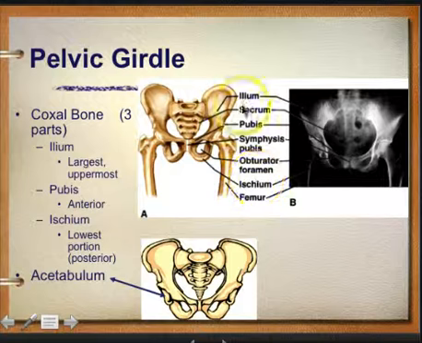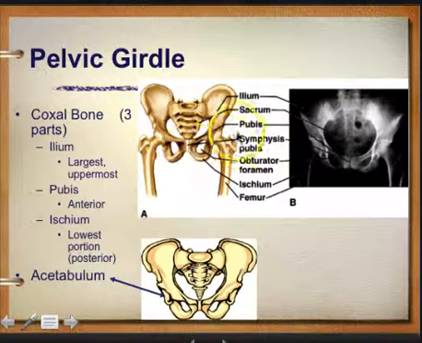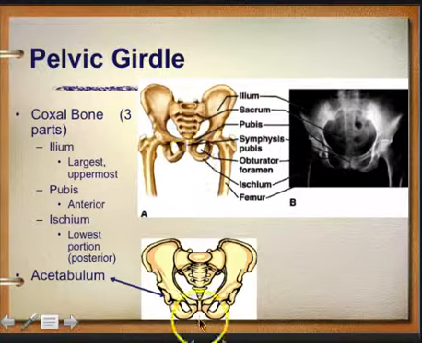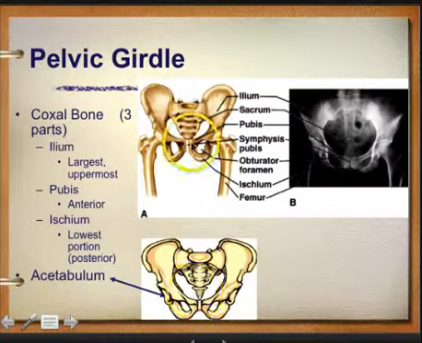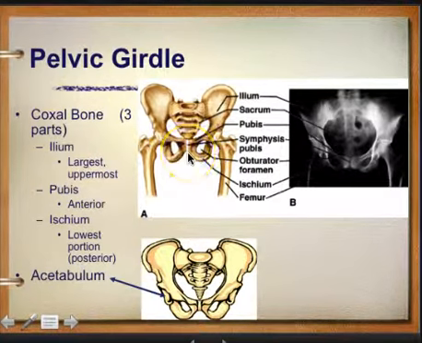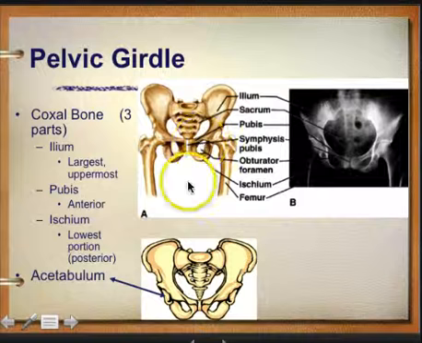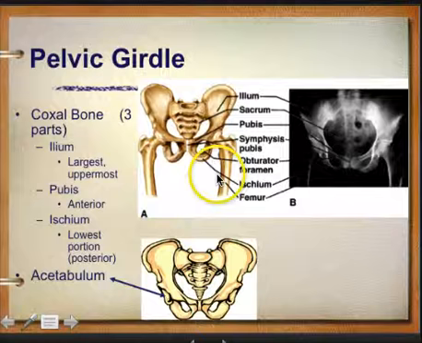The pelvic girdle has many parts. Remember, the 3 parts of the coxal bone are the ilium, the pubis, and the ischium. You can also see that the sacrum sits within the pelvis, which you cannot see in this picture, but you may see in this picture, the coccyx. Here's the pubic symphysis, or the symphysis pubis. The obturator foramen is the hole within the ischium and the pubic bone. You can see that the acetabulum leads into the femur.